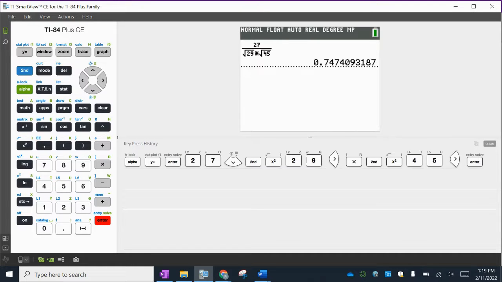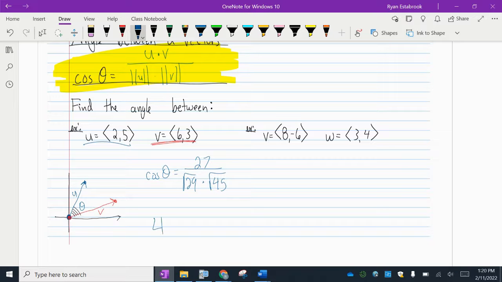So we get this decimal. This is not the angle itself. This is what the cosine is equal to. So to finish off this problem, we're going to have to take the cosine inverse of that answer. And we get that the angle between those two vectors is 41.634 degrees.